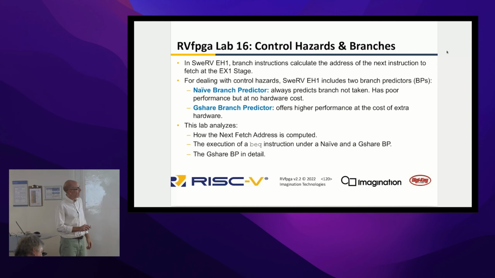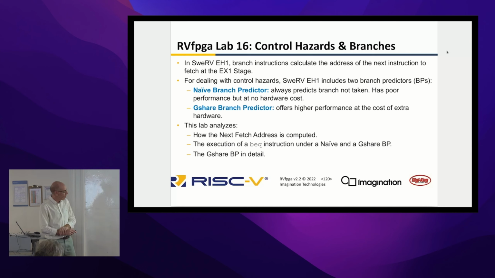And SWRE-VH1 includes 2 branch predictors. Very simply, there is a branch predictor which in fact is not a branch predictor. It always predicts branches as not taken, and it only has to redirect the fetch when branches are taken. It has poor performance but no hardware cost. Well, it has a hardware cost because it has to redirect the execution. But it doesn't include a branch predictor.